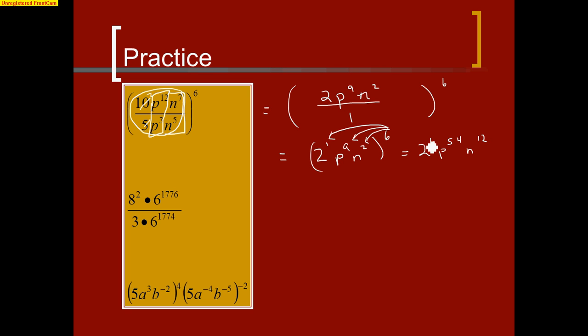And yes, I expect you to tell me what 2 to the 6th is, right? Come on, 2 to the 5th is 32, so another 2 is 64. If that was 12 to the 6th, no, just leave that alone. But 2 to the 6th, come on now.